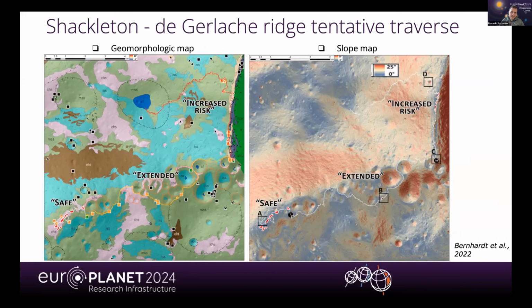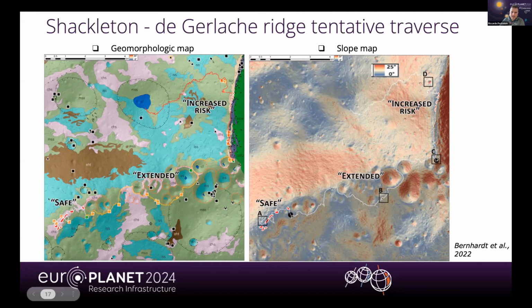Its color code is slightly different than mine, and actually they put a maximum threshold of slope until 25 degrees. So meaning that everything above 25 degrees is coded in red. If it's 60 degrees, it's red. If it's 90, it's red. If it's 70, it's red. So they have defined their safe, extended, and risky threshold of slope within this range of slopes, so 0 and 25 degrees. And you see that they started to trace a path along this ridge, which is connecting Shackleton, which is here, to the Gerlachie, which is here.